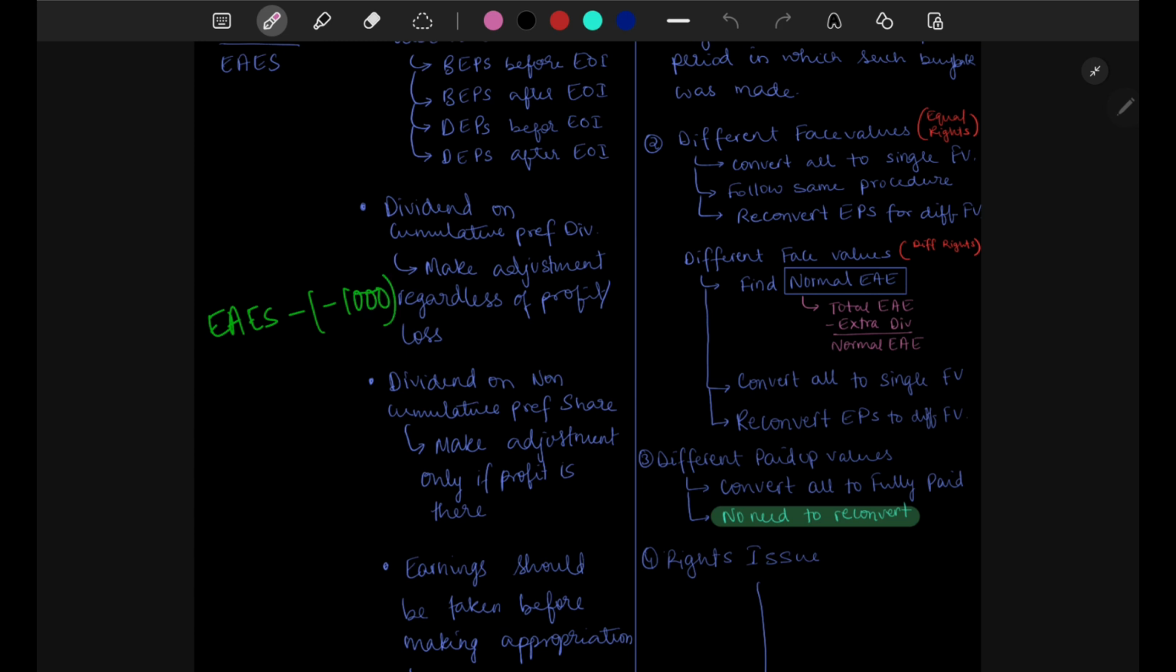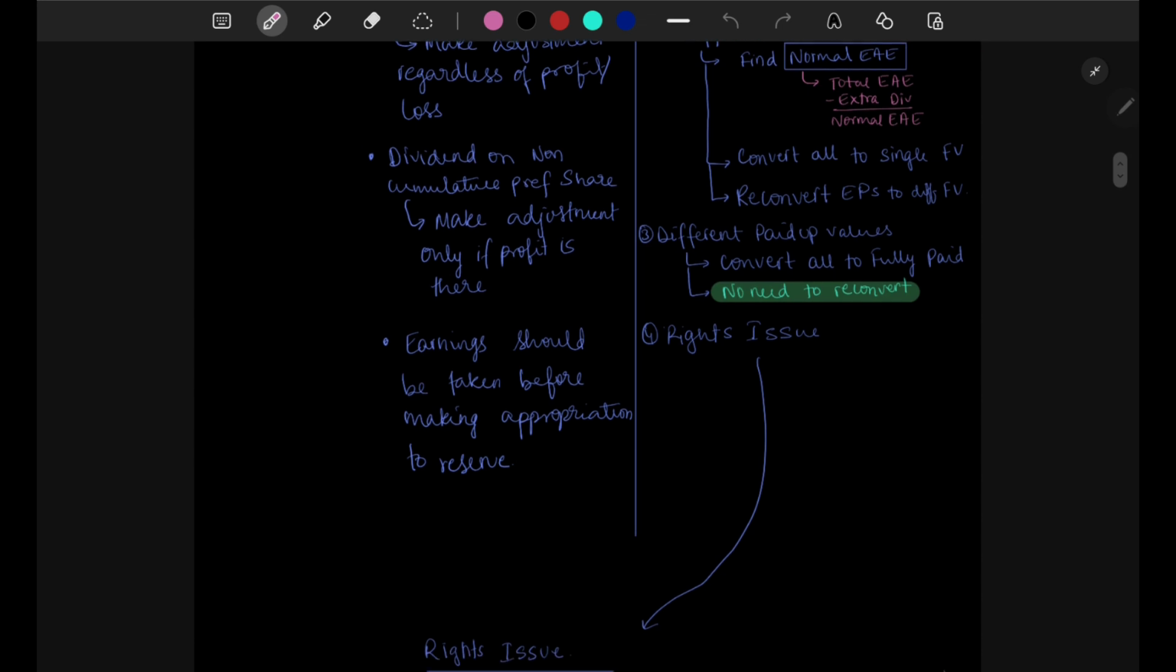Okay, so in this case, if there is a cumulative preference shares, right, what do I do? Should I make adjustment? Yes, I should make adjustment. If there is non-cumulative preference shares, then I should not make any adjustment. Because I should make adjustment for non-cumulative preference shares only when there is profit. Is that clear? Okay.